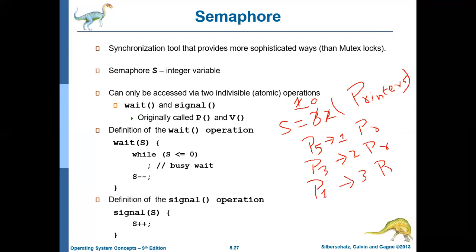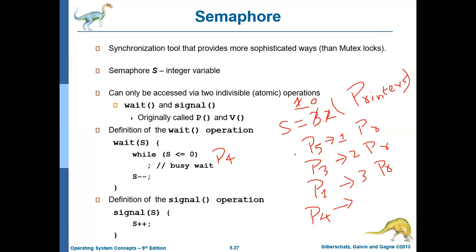Now say another process P4 comes. P4 wants a printer, and it calls wait of S, which is an atomic instruction. There it checks whether S is less than or equal to 0. Yes, it is equal to 0. So it has to busy wait. P4 will be busy waiting here, and it will keep on waiting. How long will it wait? Until S becomes greater than 0.